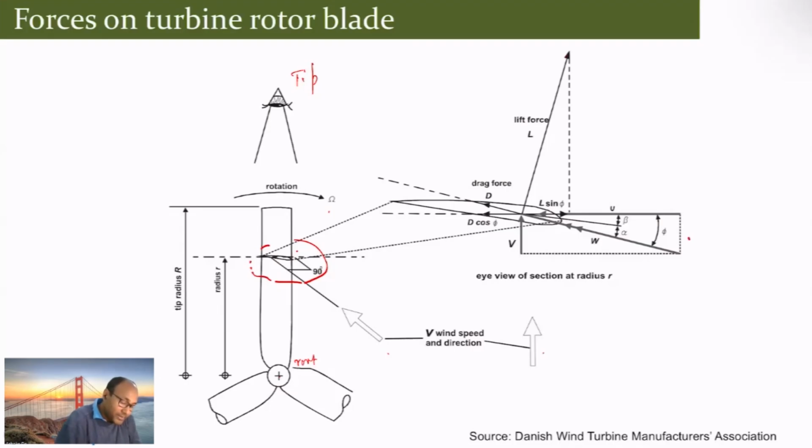So you get lift in this direction, you get drag in this direction, then you have all these components: L sin phi, D cos phi, and W, which is the relative wind speed. These are the calculations that we have already seen, taking an airfoil and these angles and their concept and finding out the rest of the components.